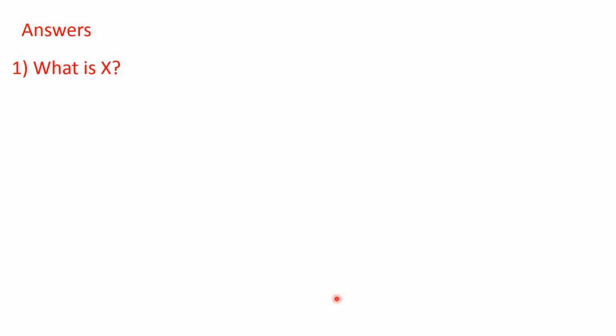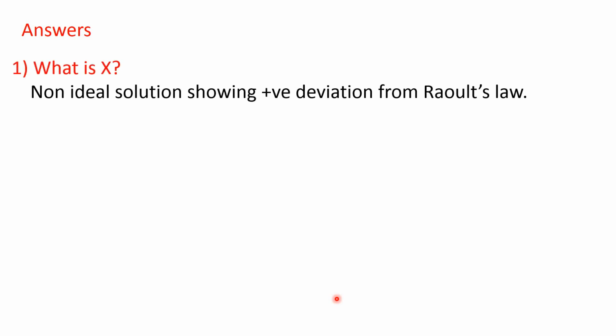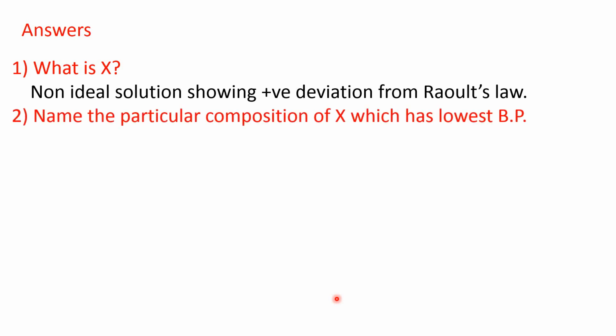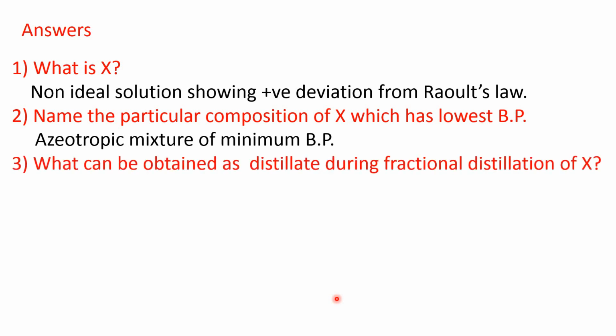Question number 1, what is X? Now you know, it is a non-ideal solution showing positive deviation from Raoult's law. Question number 2, name the particular composition of X which has the lowest boiling point. This is the azeotropic mixture of minimum boiling point. Number 3, what can be obtained as distillate during fractional distillation of X? It is the azeotropic mixture as distillate.